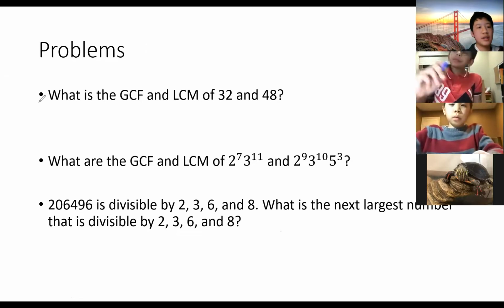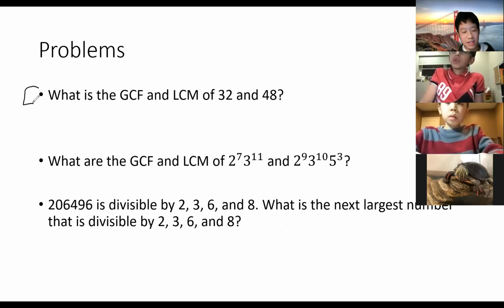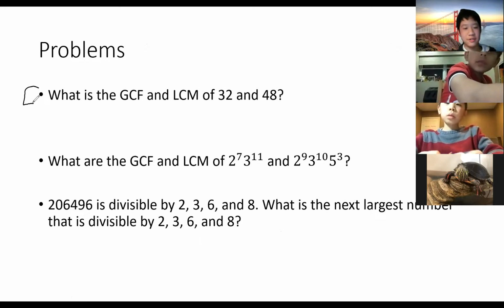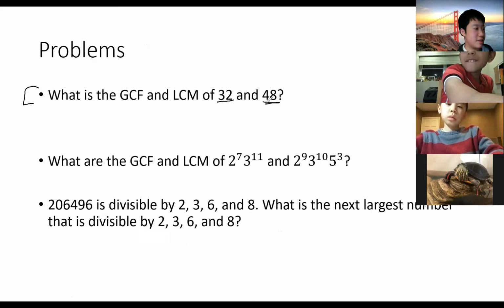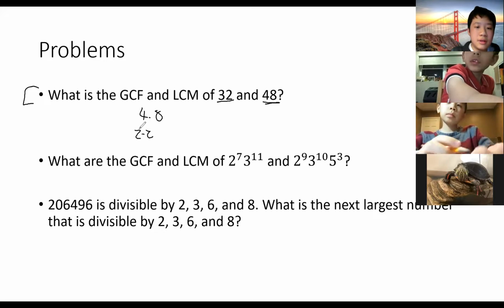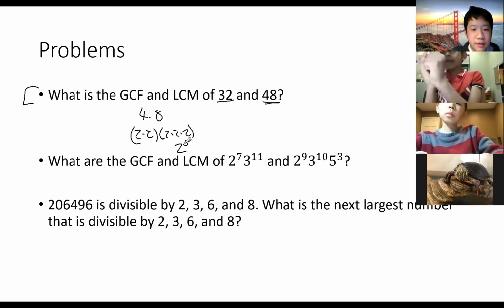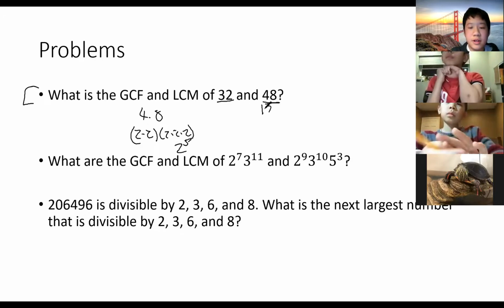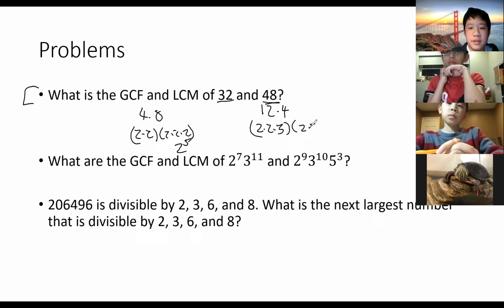So for the first one, you could just bash it out. That's what we like to call it when we just write out all the values. But the smarter way is to prime factorize each of these, okay? And then you use the prime factorization method to solve. Let me just walk through this one. 32 is 4 times 8, right? 2 times 2 times 2 times 2 times 2, right? So the prime factorization is 2 to the 5th. What about 48? 48 is 12 times 4, 2 times 2 times 3, times 2 times 2.